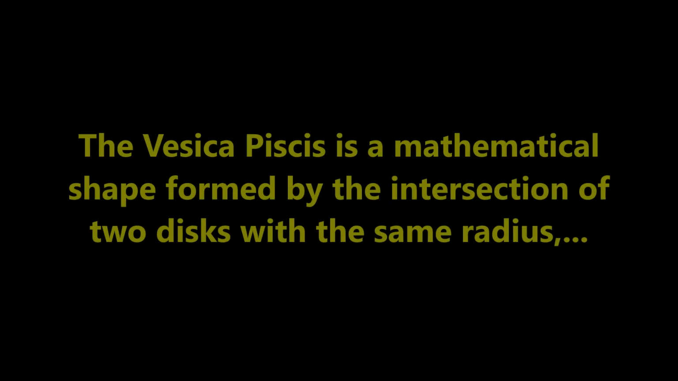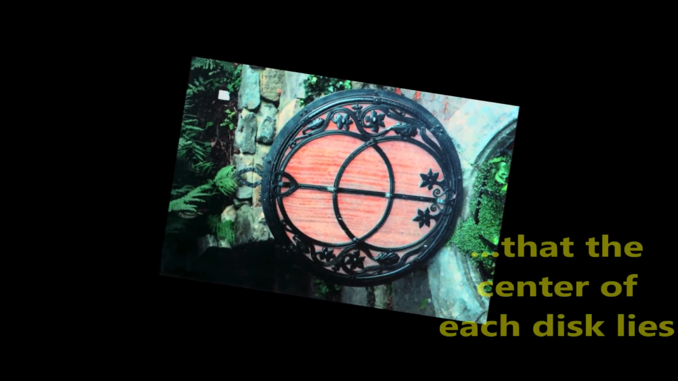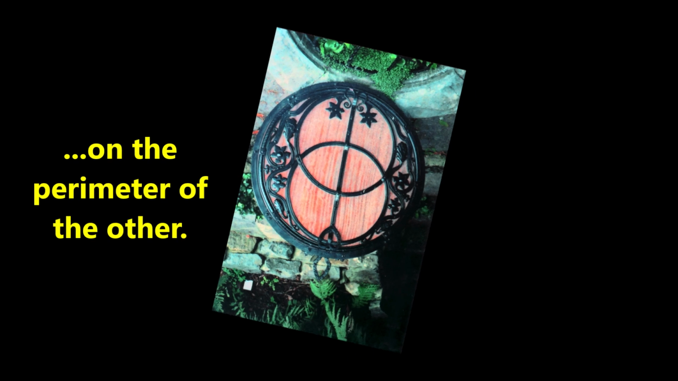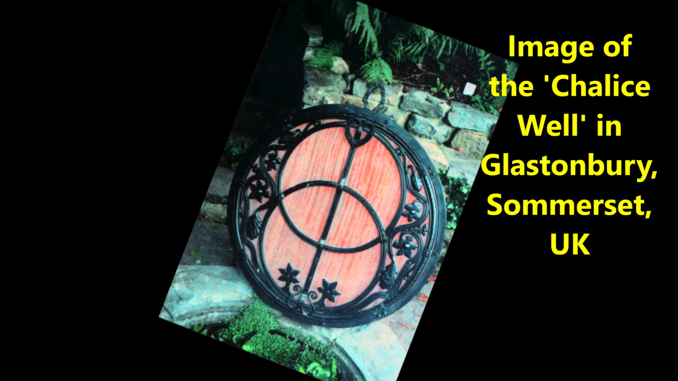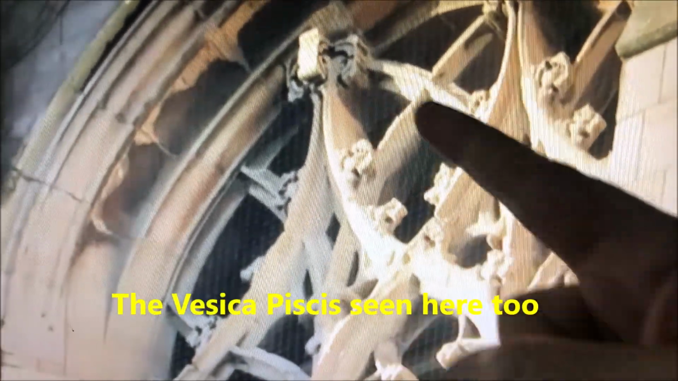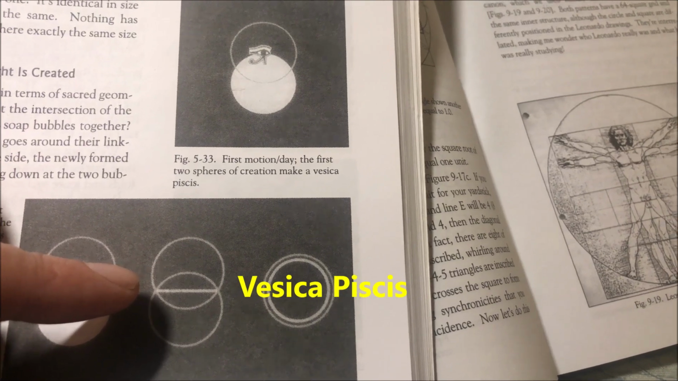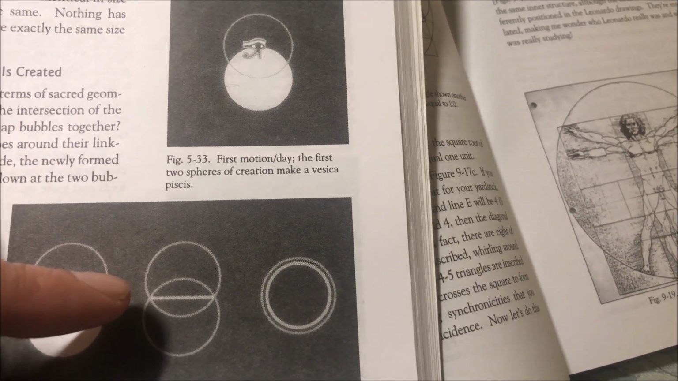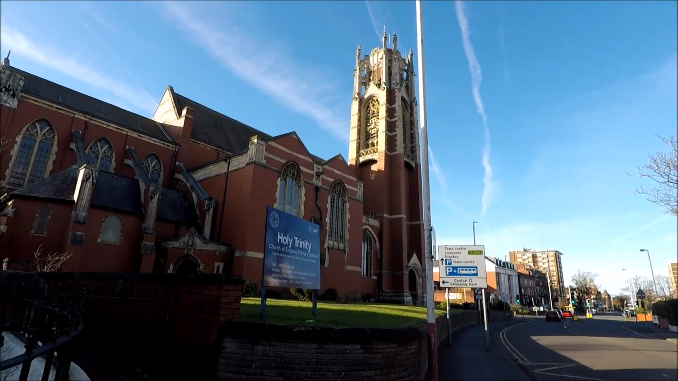The Vesica Piscis is a mathematical shape formed by the intersection of 2 discs with the same radius, intersecting in such a way that the center of each disc lies on the perimeter of the other. And as you can see, the Chalice Well in Glastonbury expresses this pattern. It looks like a circle and another half of the circle crossing over, and that area in between the 2 circles is where the next circle is created from. Basically the symbol of creation. The designs and patterns that we're looking at are very sacred geometry.